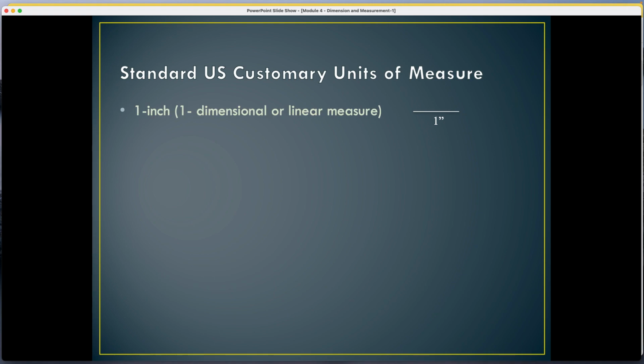Now we're going to get into this. So what are some of the things we use? An inch. It's one-dimensional. It's a linear measurement. If we need to measure how much carpet we need, we start talking about area. So that would be an inch by an inch. So the actual units, though, would be called inches squared.